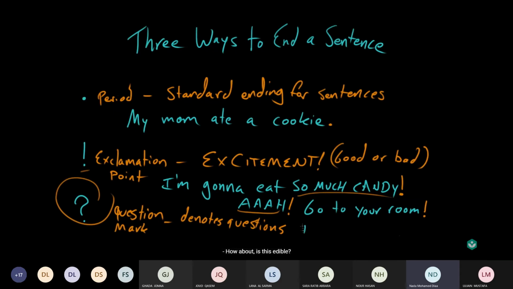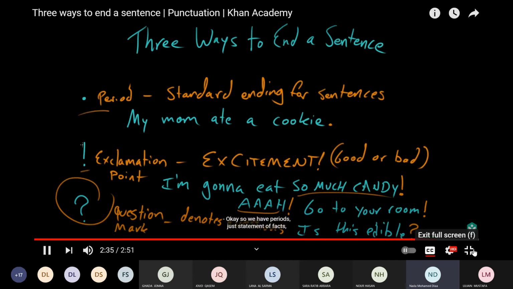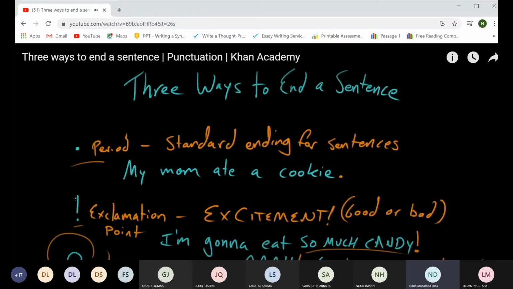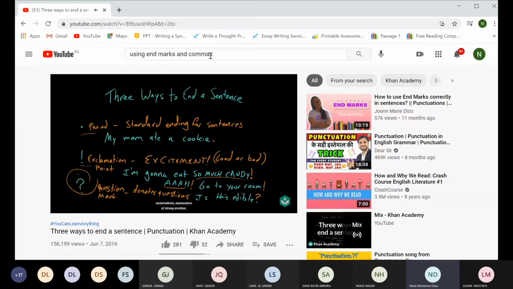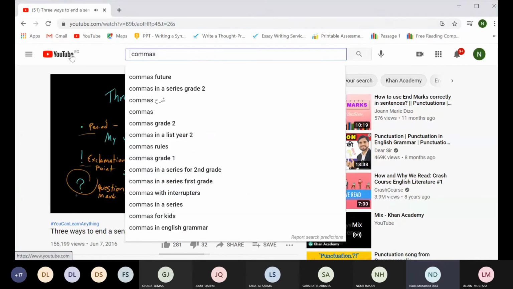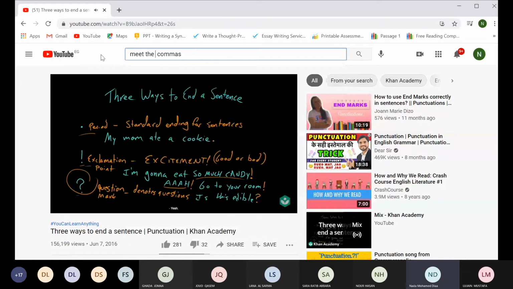How about, is this edible? That's the eternal question. I ask myself that every day. Okay, so we have periods, just statement of facts, exclamations, expressions of strong emotion, or question marks, which ask a question, I guess? Yeah. Cool.